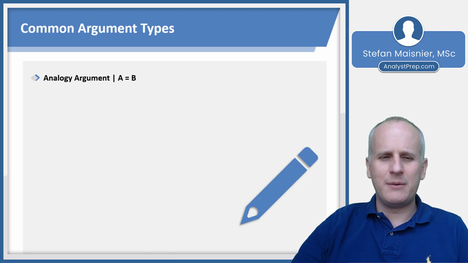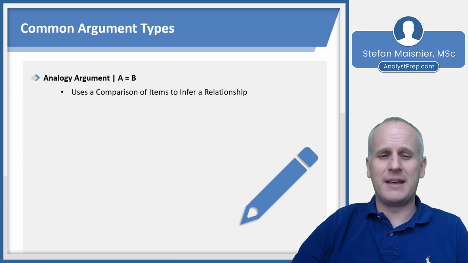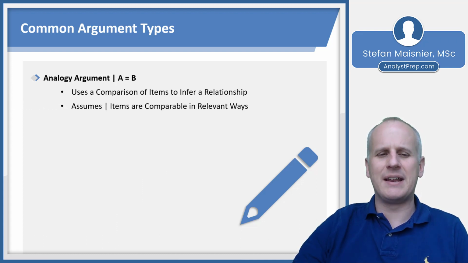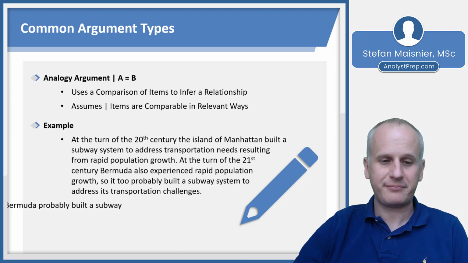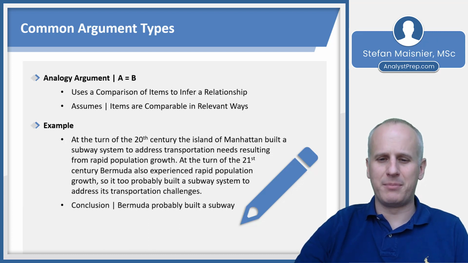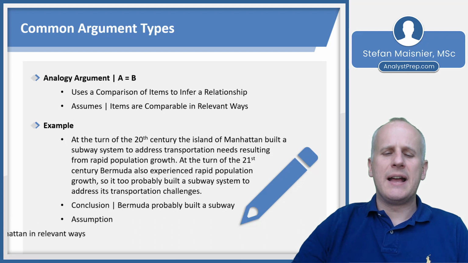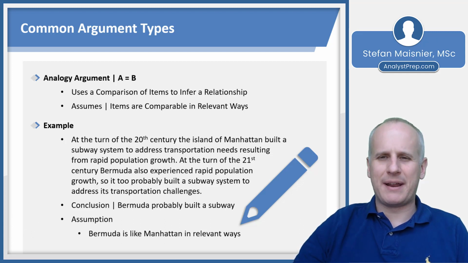Then we've got an analogy, or just that A is equal to B, and these arguments are going to use a comparison of items to infer some sort of relationship. And you are going to assume that the items are comparable in relevant ways here. So, another example. At the turn of the 20th century, the island of Manhattan built a subway system to address transportation needs resulting from rapid population growth. At the turn of the 21st century, Bermuda also experienced rapid population growth, so it too probably built a subway system to address its transportation challenges. So the conclusion is that Bermuda probably built a subway at that time. And we're assuming that Bermuda is like Manhattan in relevant ways.